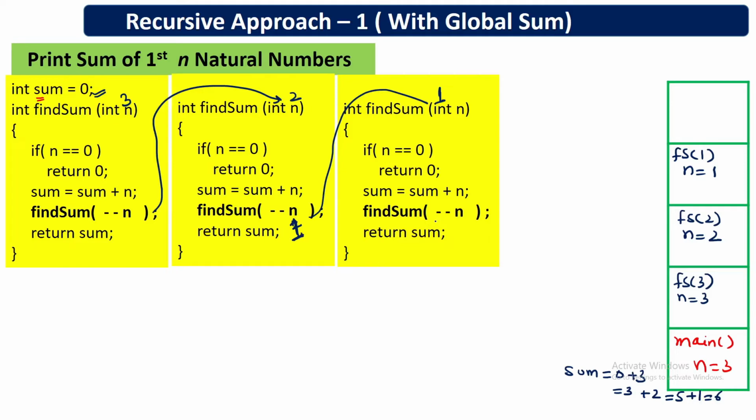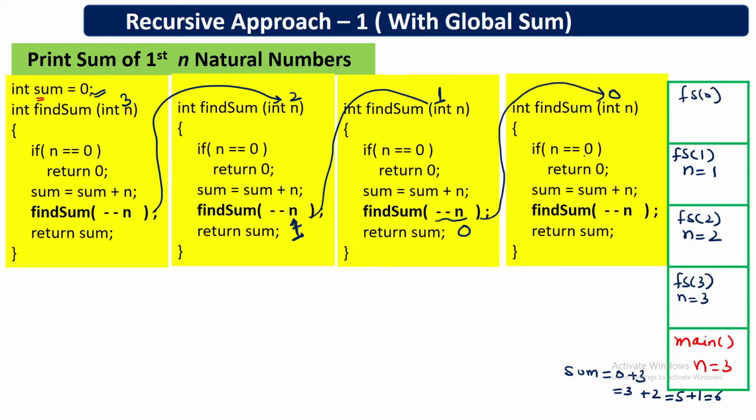Now, sorry, this n will be changed to 0, and find sum 0 will be called. Now n is 0, so we will be returning this sum, that is 0. 0 is the final answer, after n has reached 0.